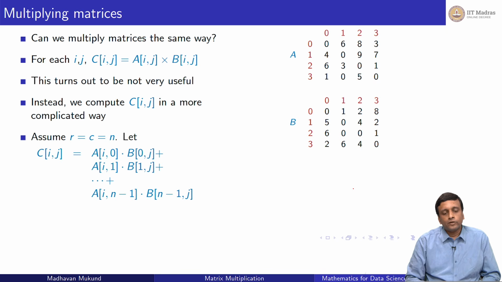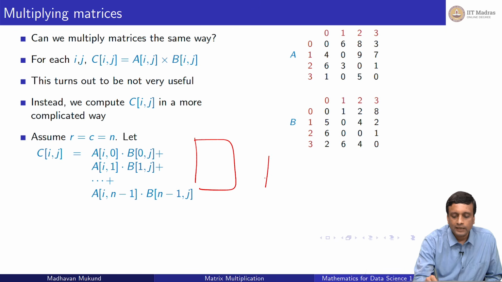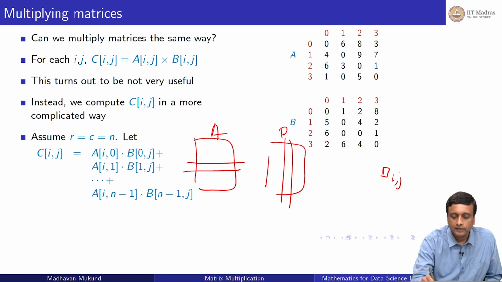So here is the complicated rule. The complicated rule is that you look at row i. So this is my matrix A and my matrix B. If I want to compute the ijth entry in C, I look at row i in A and I look at column j in B.